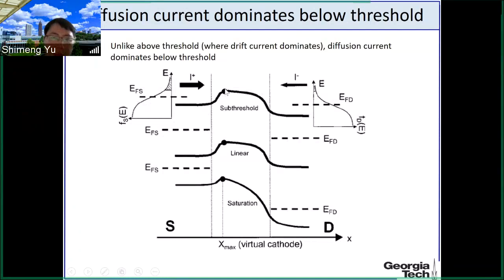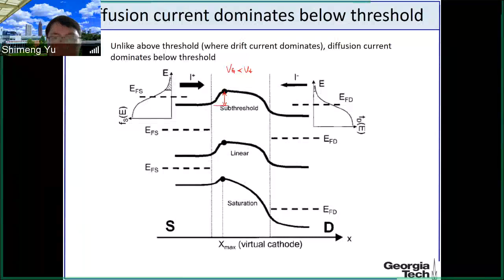In the subthreshold region, where the gate voltage is small, this barrier height is still high compared to, let's say here, the saturation, for example, that means Vg larger than Vt. There this barrier height is small.